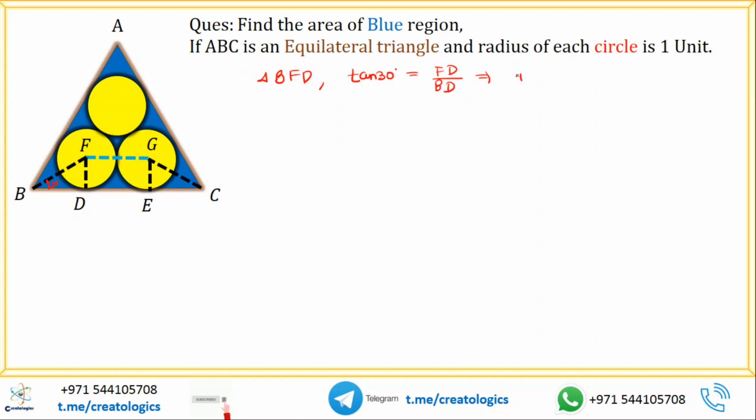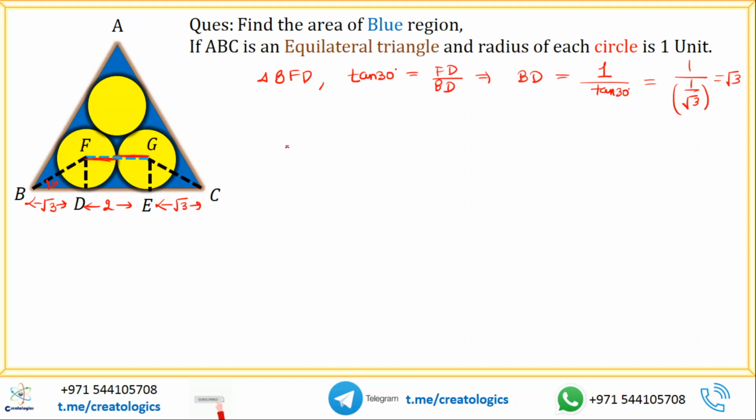What we need? We need BD. So BD is equal to FD, which is 1 unit, because that is the radius of the circle, divided by tan 30. And tan 30 degree is, as we all know, 1 by root 3. So 1 over 1 by root 3 gives root 3, right? So what's the length BD? It is root 3 units. Similarly, EC is also root 3 unit. And I told you that this is radius plus this is radius. In total, this DE length comes out to be 2 units again.